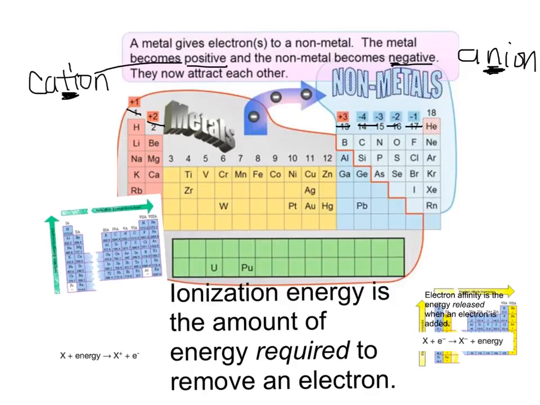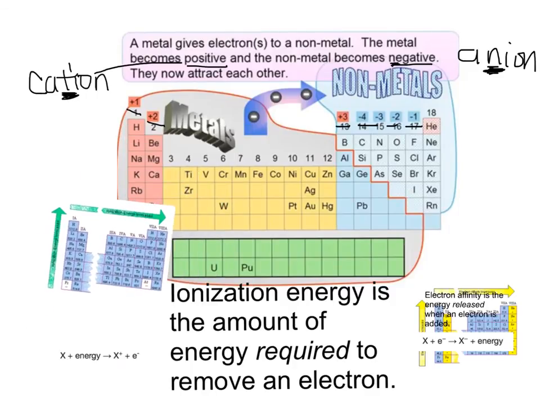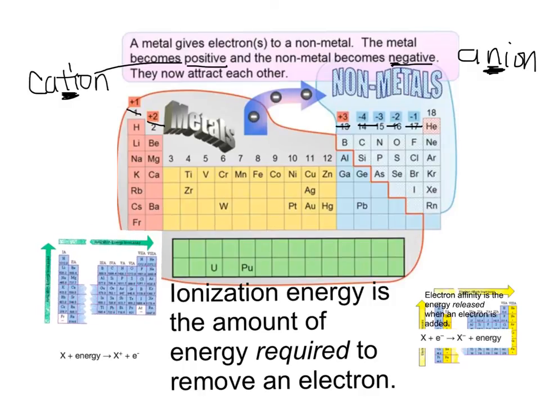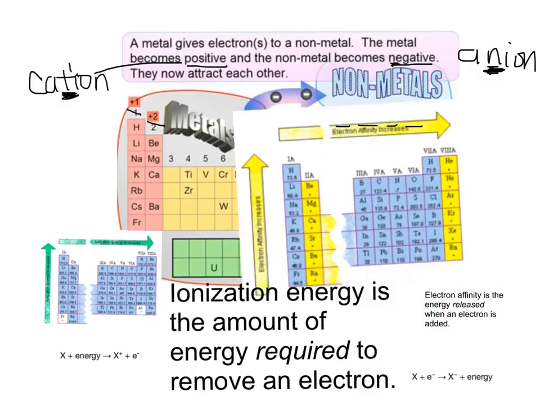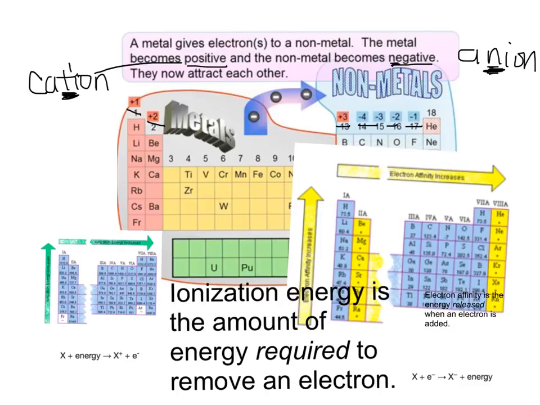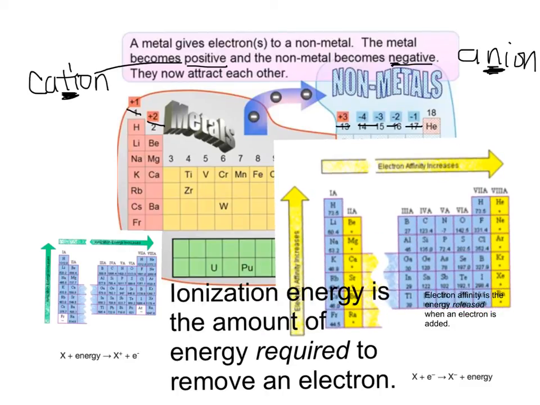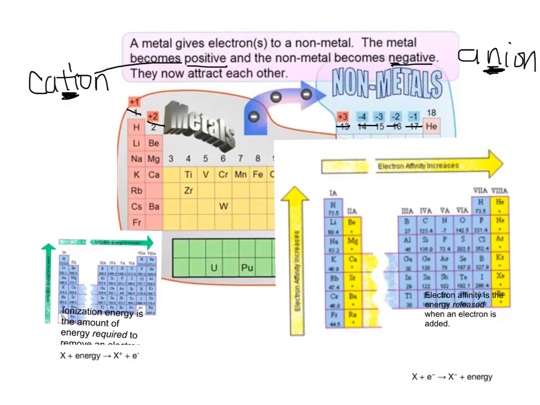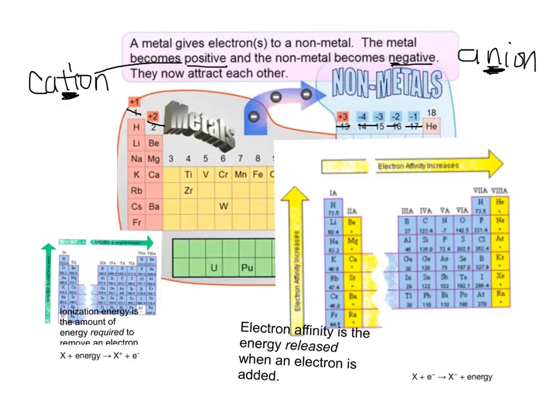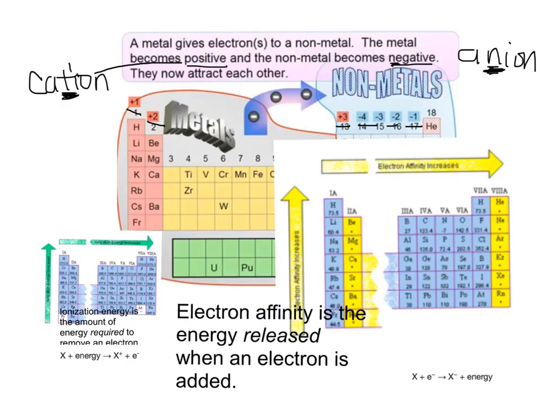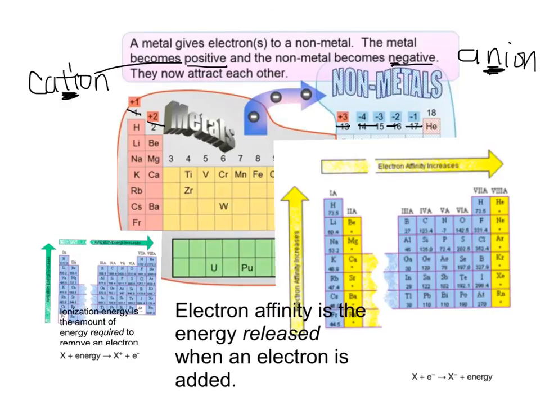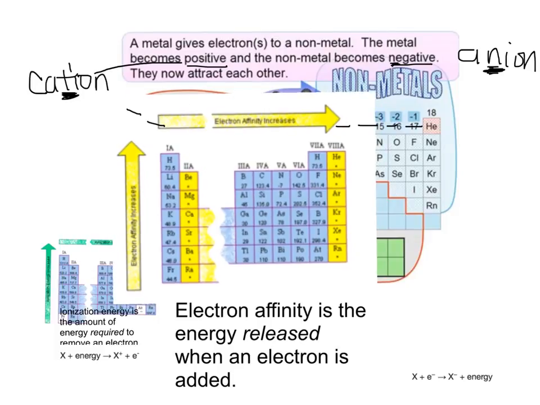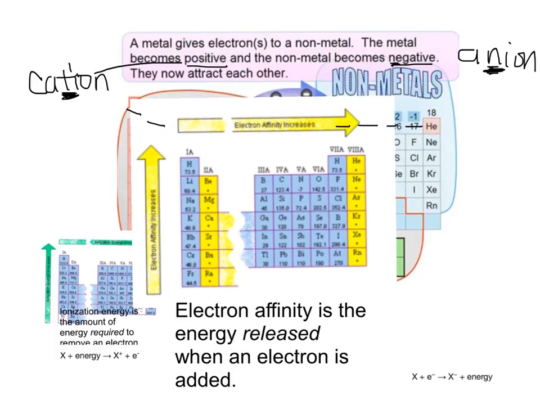Okay, next. Electron affinity. Electron affinity is basically just the opposite of ionization energy. Where ionization energy is energy required to pull away an electron, electron affinity, because this is what the atom wants to do, energy is released when the electron is added.